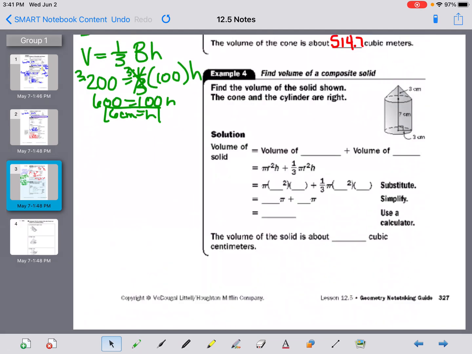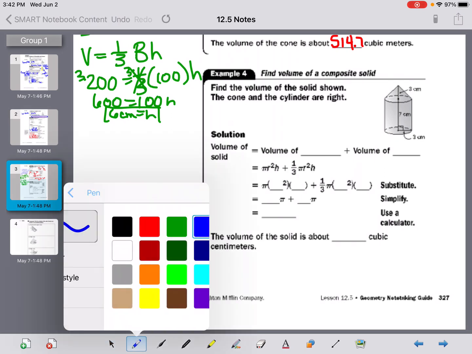All right, the volume of a composite. When we're doing volume of a composite, what I'm going to stress to you is, number one, you can add these together, and you don't have to worry about the surfaces that touch. The volume can simply be added together. Okay, so we're going to add our volumes together.